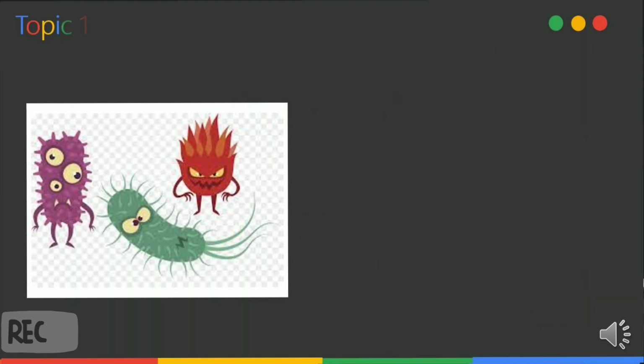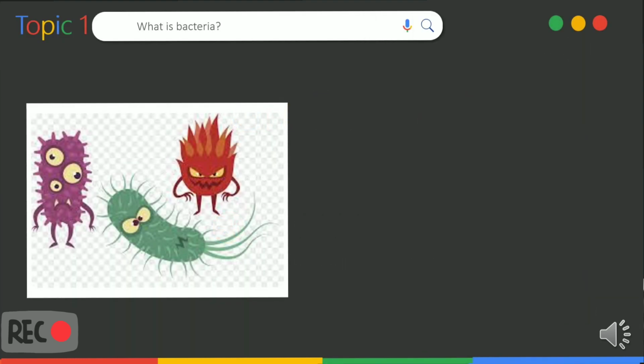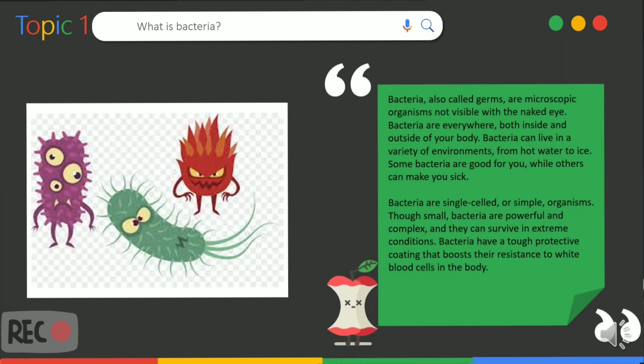What is bacteria? Bacteria, also called germs, are microscopic organisms not visible to the naked eye. Bacteria are everywhere, both inside and outside of your body. Bacteria can live in a variety of environments, from hot water to ice. Some bacteria are good for you, while others can make you sick.